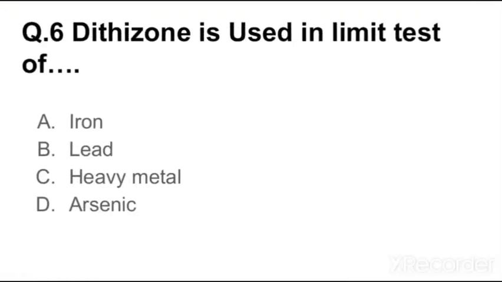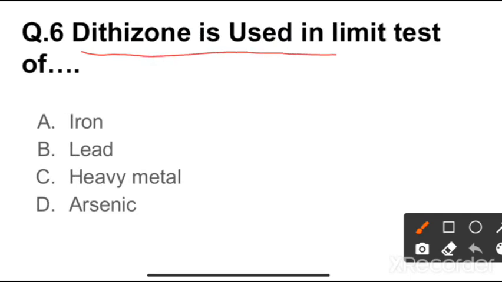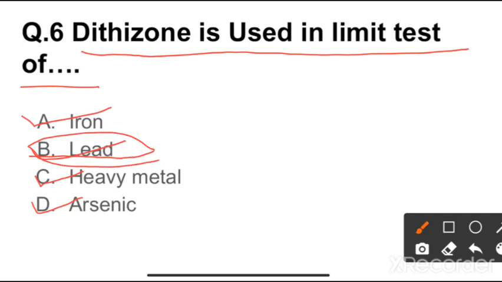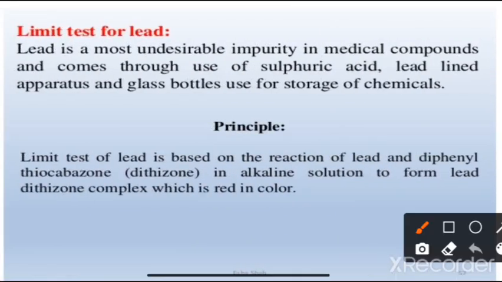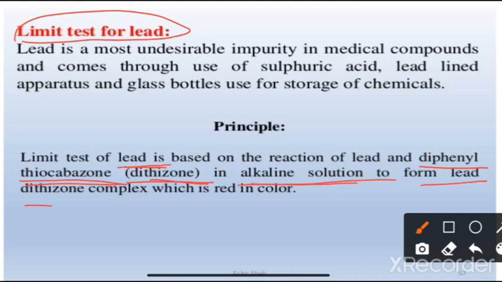Next question is, dithizone is used in limit test of: option A is iron, second is lead, third is heavy metal and last is arsenic. So your correct option is lead. In case of lead limit test, dithizone is used as a chemical reagent. When we see the principle of limit test of lead, the dithizone, also called diphenylthiocarbazone, reacts with the lead in alkaline solution and forms the lead dithizone complex, which is red in color.